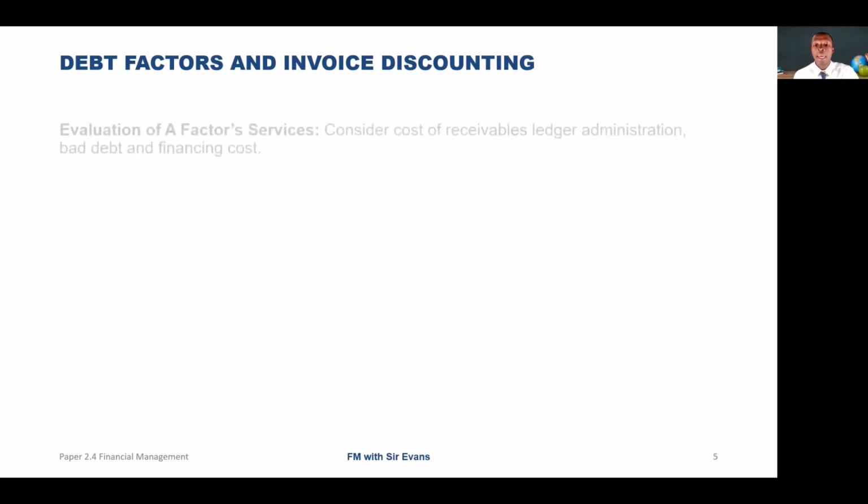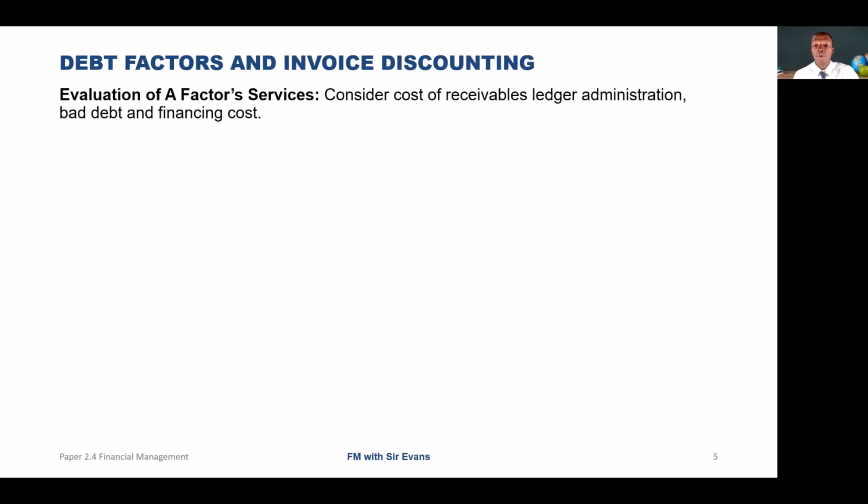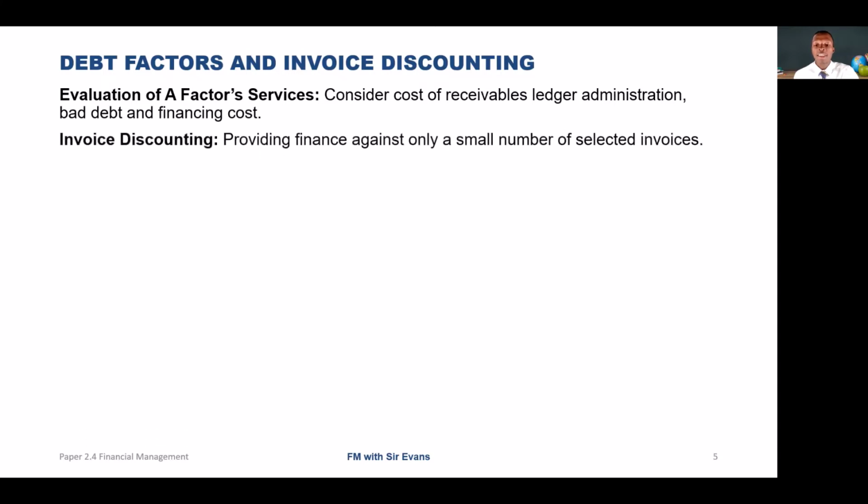So when we are evaluating a factor service, we assess the cost of using the factor. We consider the cost of receivables ledger administration, any bad debt which we've incurred over the period, and financial costs for the trade receivables. Invoice discounting. So an invoice discounter provides finance against only a small number of selected invoices and would not administer the trade receivables ledger like the debt factor.